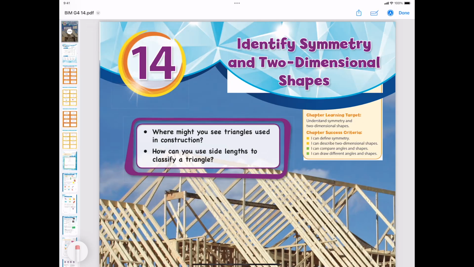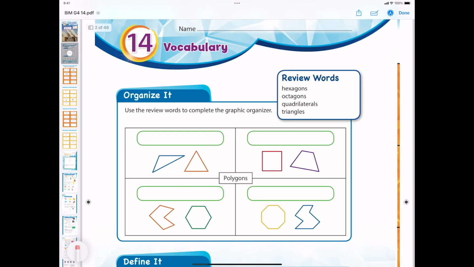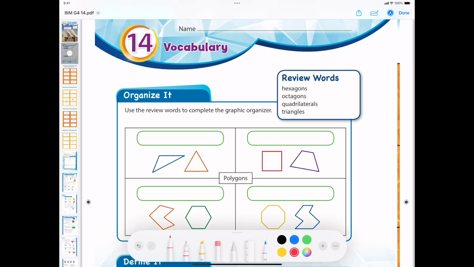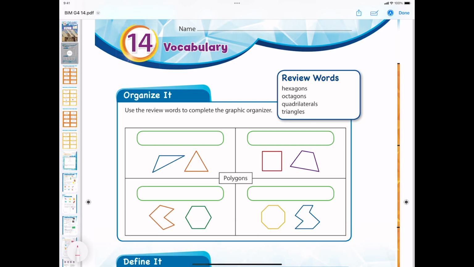This is our new chapter, chapter 14, Identify Symmetry and Two-Dimensional Shapes. Let's take a look at our target. Understand symmetry and two-dimensional shapes. And the criteria is that I can define symmetry and describe two-dimensional shapes, compare angles and shapes, and draw different angles and shapes. These are the review words that we need to work on and review.